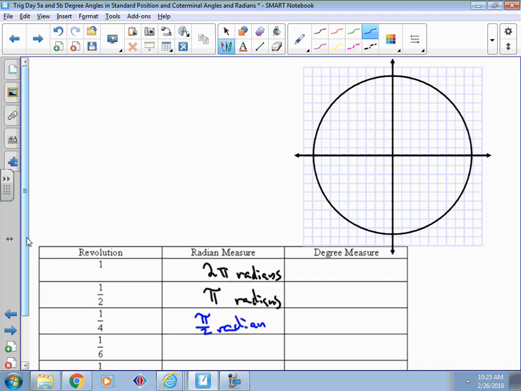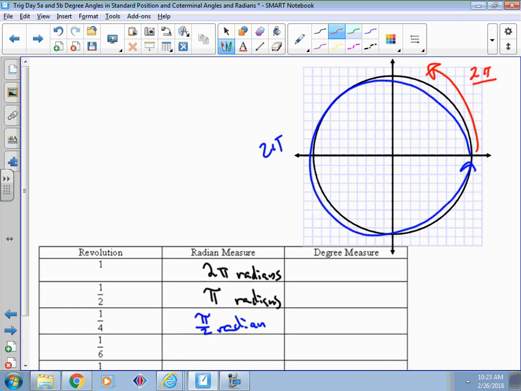So if it takes 2 pi radians to get all the way around, and I only want to go a sixth of the way, how can I figure out how many radiuses that is? Well, if it's 2 pi to get all the way around, and I want 6 equal sections of that, then a sixth of the way around must be pi over 3 radians.